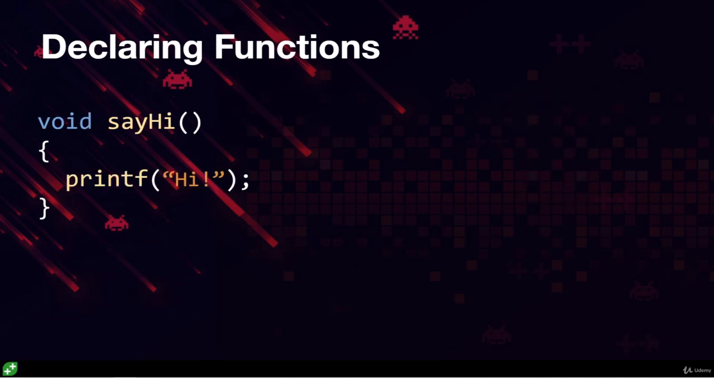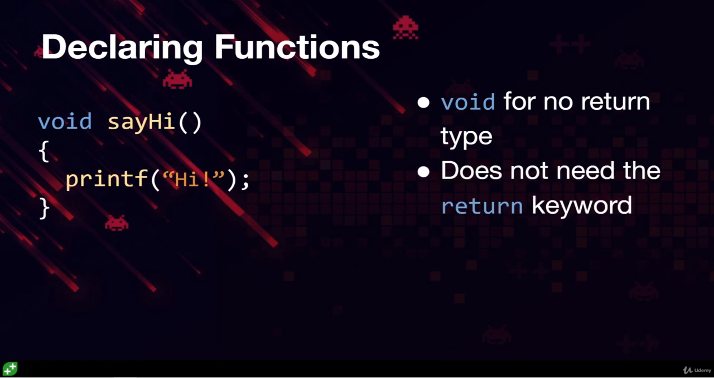Now, a function doesn't have to return values at all. A function that has no return values is called a void function, and the return type is void. Void functions do not need to have return statements. In other words, you don't have to specify a return value with the return keyword. Void functions simply perform an action.